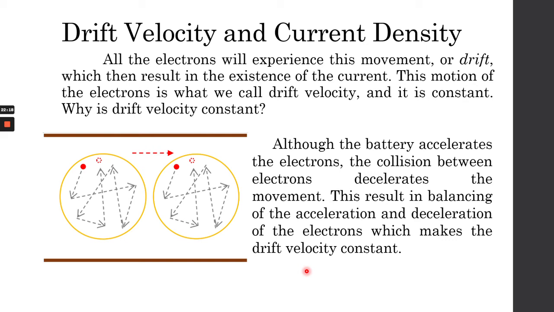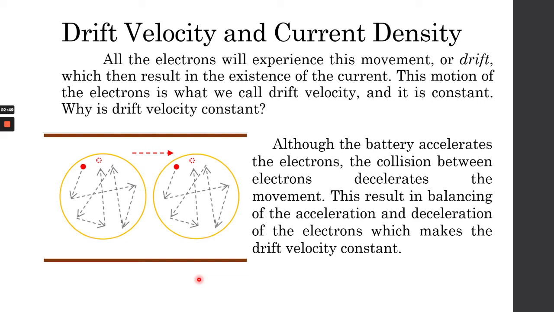Therefore, the question earlier: if the battery is accelerating the electron, why is the current not increasing? It's because of the bouncing movement, or the collisions, and that results in a constant drift velocity. If we have a constant drift velocity, then we would have a constant current. I hope that's clear. So that is drift velocity.